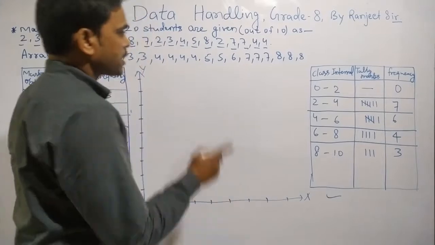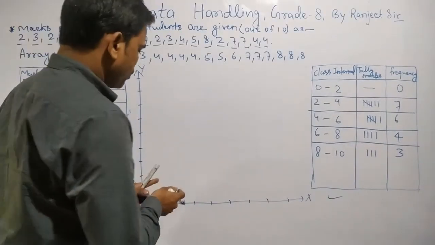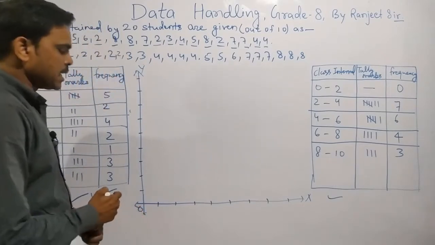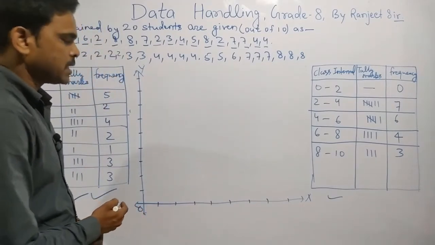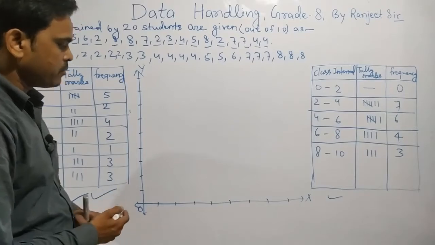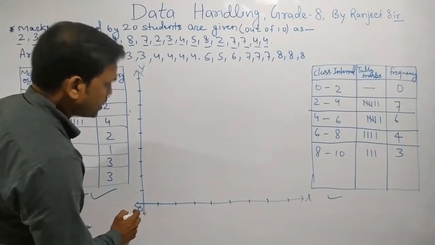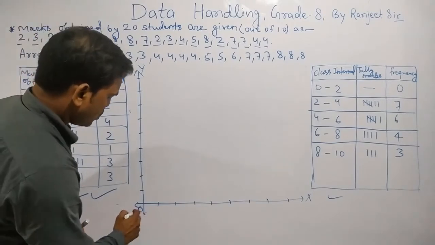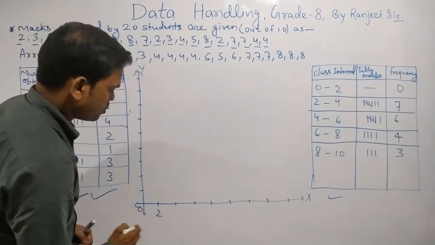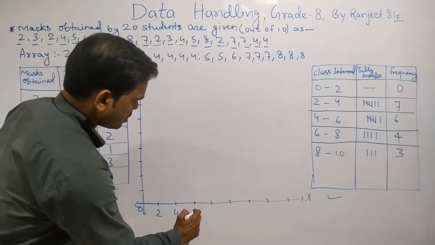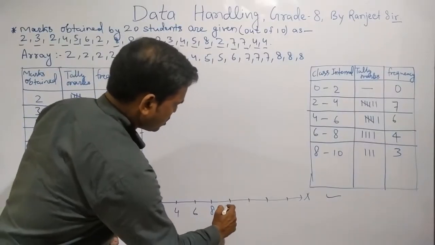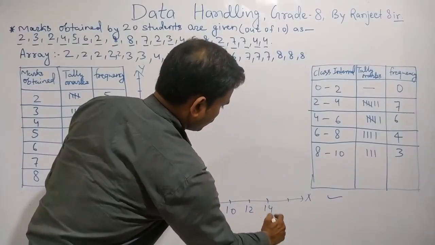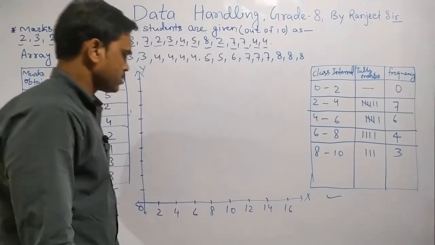Okay. The class interval that we have to represent on the x-axis, where these axes meet at a point that is called the origin, will be represented by 0, and the first one is 0 to 2. So 0 to 2, I write here 2, then 4, then 6, then 8, then 10, then 12, 14, 16, like this.